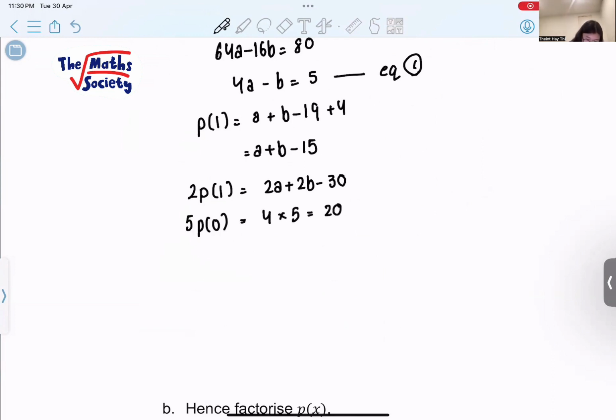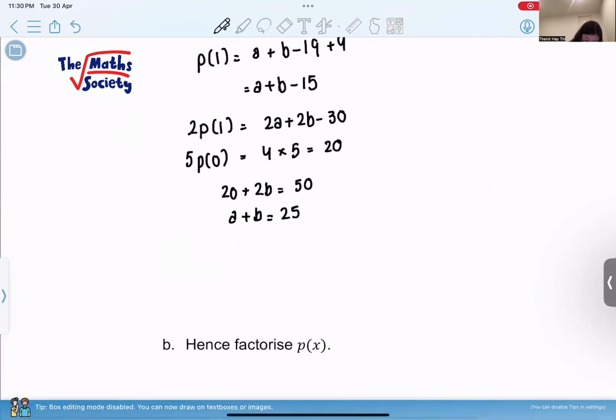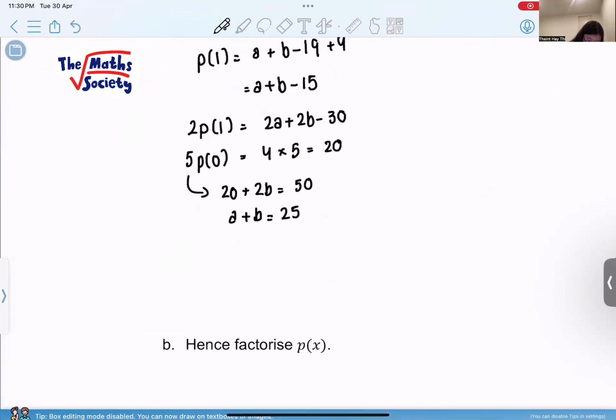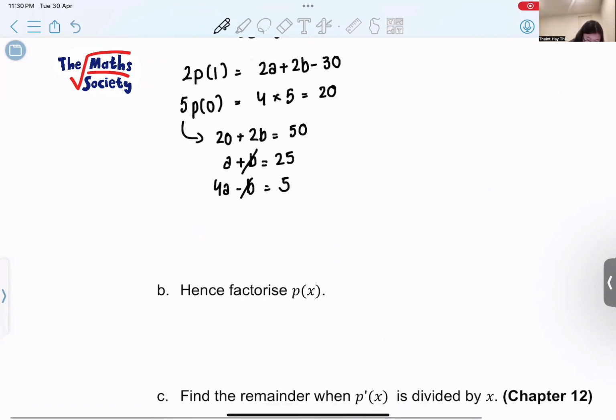So then it's going to be 20 plus 2b equals 50, and a plus b equals 25. And then we have to multiply it. Oh, wait, this one's going to be 20 plus 2b, and a plus b equals 25. And then you just multiply it, which is going to be 4a minus b equals 5, which is the first equation we brought back. And then you have 5a equals 30, and then a equals 6.